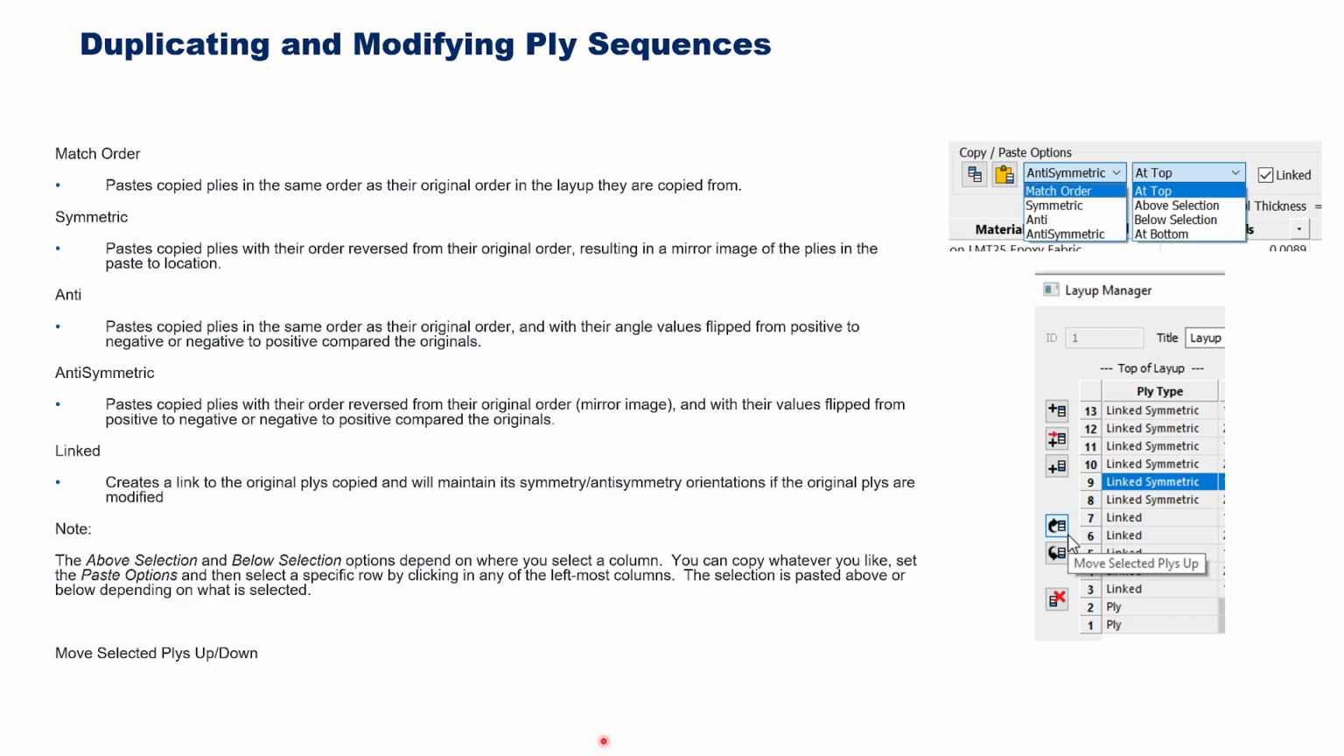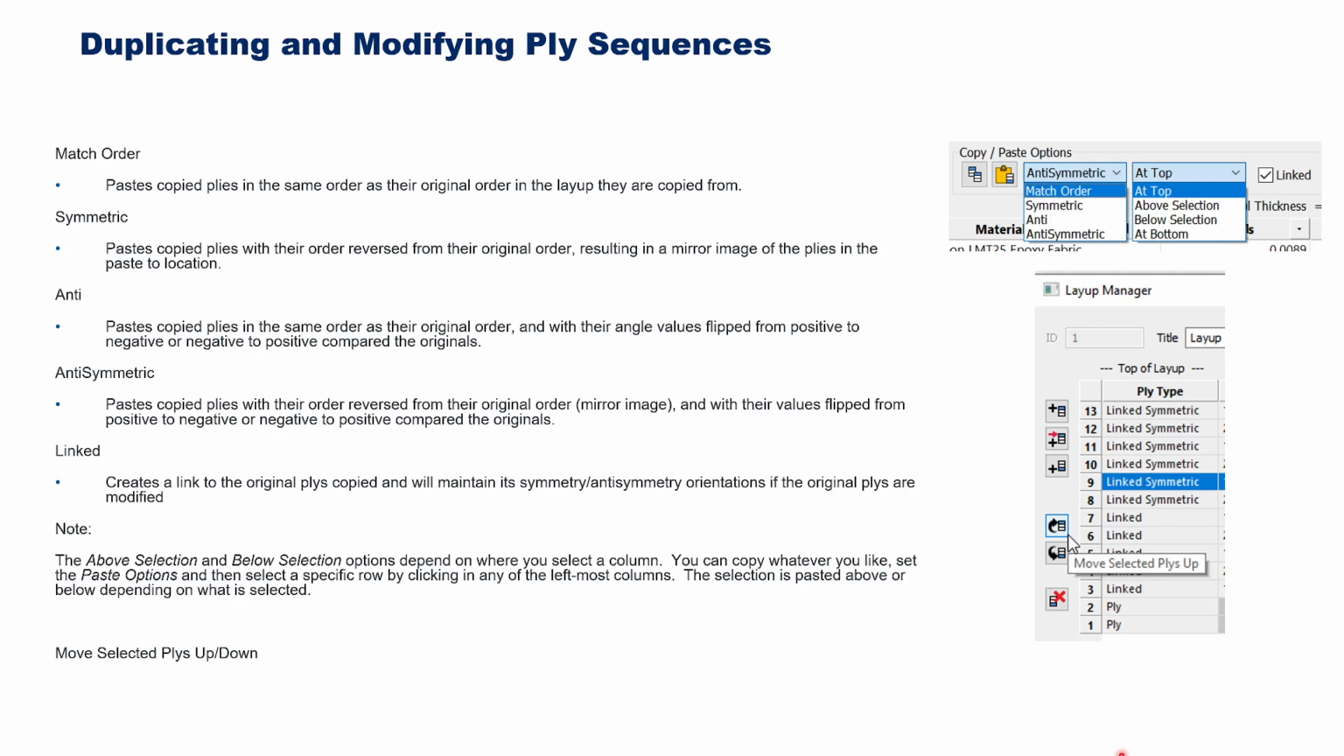And then there's anti-symmetric, which combines both anti and symmetric. It'll end up pasting the plies in reverse order, so the mirror image, but it also will flip the values for the angles. And then there's linked. If you enable the option for link over here on the right hand side in this screenshot, what that does is it'll maintain a link to the plies they were copied from. So any changes, let's say to the orientation, should automatically update to those linked plies.